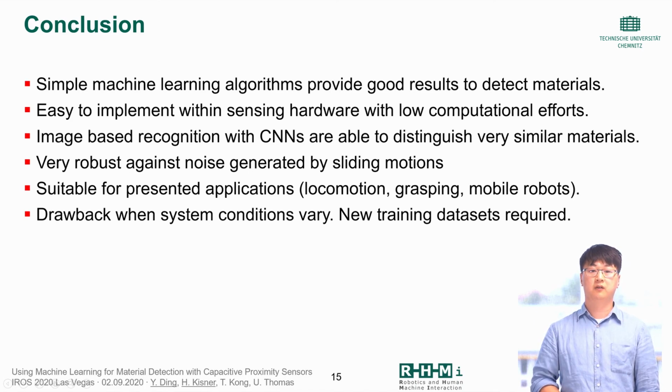A major drawback of machine learning algorithms compared to model-based approaches exists when system conditions vary. A change in electrode design, for example, or circuit parameters requires a new training dataset, which is time-consuming to create.